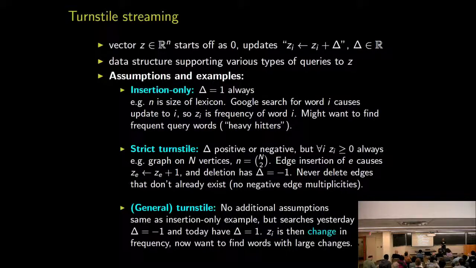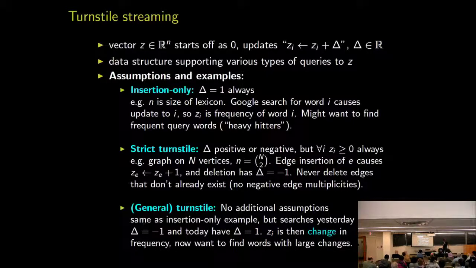And there, you can imagine, again, going back to the Google example, there are all the searches from today and all the searches from yesterday, and I want to know which words had big differences in their frequencies between today and yesterday, because maybe some event happened that caused, I don't know, election results to become all of a sudden popular, right? So you can imagine everything from today would be a +1 update, everything from yesterday would be a -1. Then zi would be like the difference in the frequency between today and yesterday, right? So you can use these different subcases to model different kinds of problems. That's turnstile streaming in a slide.